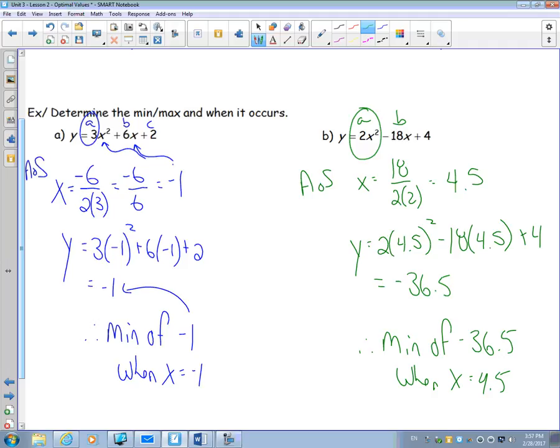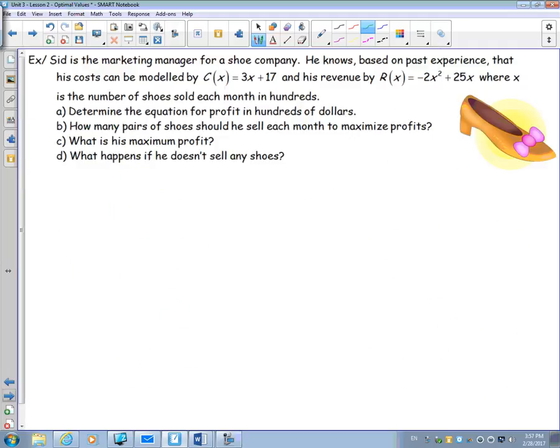Okay, so some basics, how to find optimal value again. We want this so we can actually solve problems. So a couple of word problems we're going to go over, things we've seen before, refreshing for us. In this question we have Sid, he manages a shoe company. He knows that his costs can be modeled by this equation and his revenue by this equation.